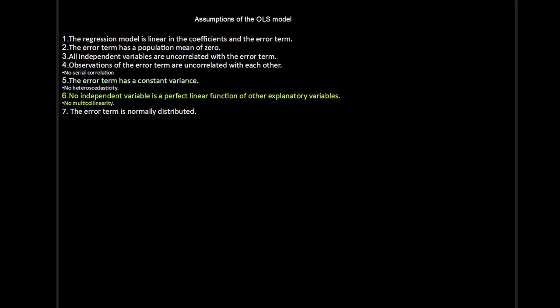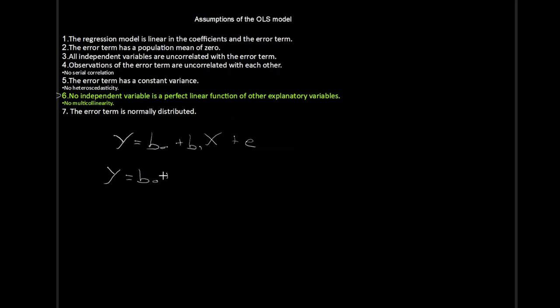Six, what we would have is that no independent variable is a perfect linear function of other explanatory variables. Now, what we're going to be dealing with in this course is simple ordinary least squares, that is, just this case here, y equals b0 plus b1x plus our error term. If this is the case, we don't have to worry about six. We're not going to have multicollinearity taking place. Multicollinearity is only a problem if we have multiple ordinary least squares.